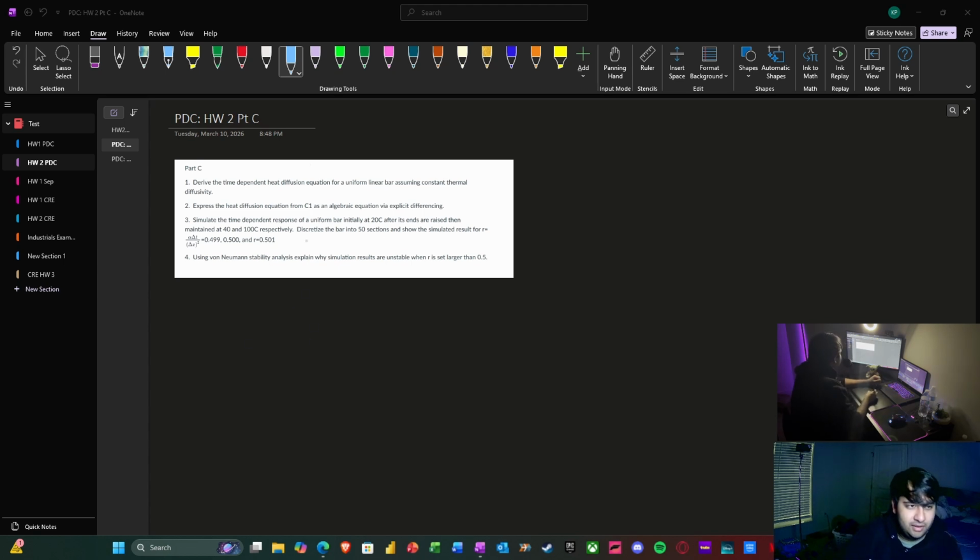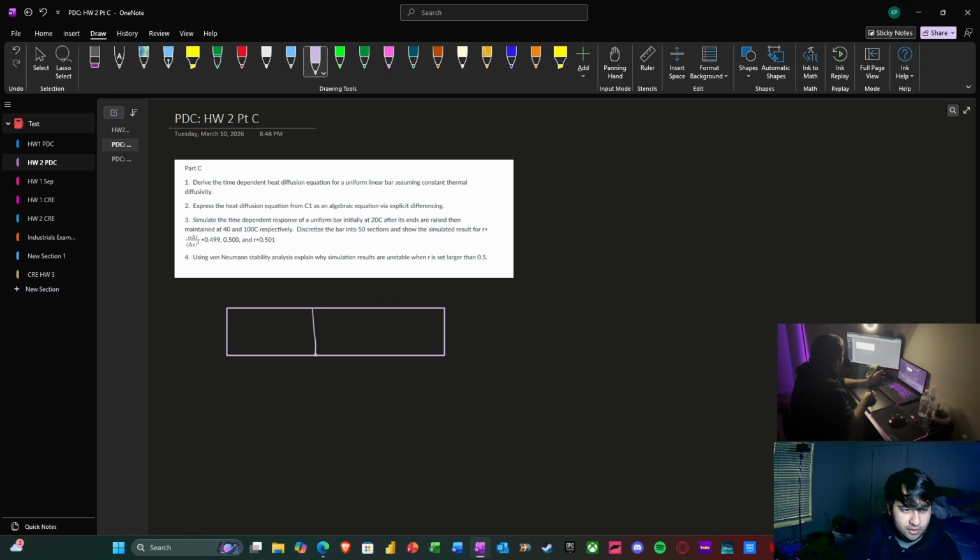So let's start with making our bar that we're looking at. Essentially what we're going to do is take a little snippet of it, and what we're looking at is this certain area. This is the cross-sectional area we're looking at, which we'll call just A. And we're going to have our heat flow that goes in, and our heat flow that comes out.